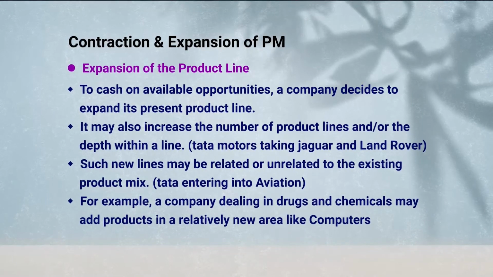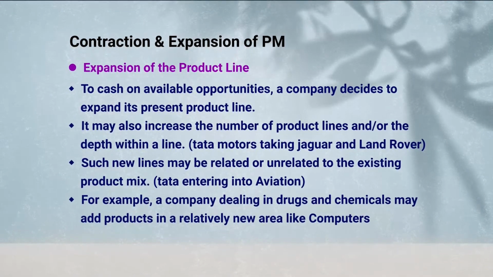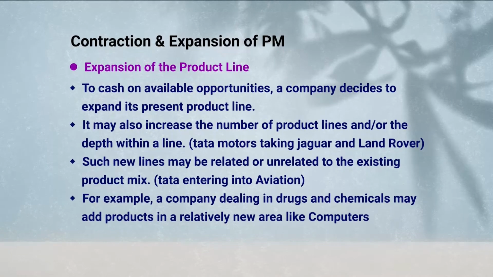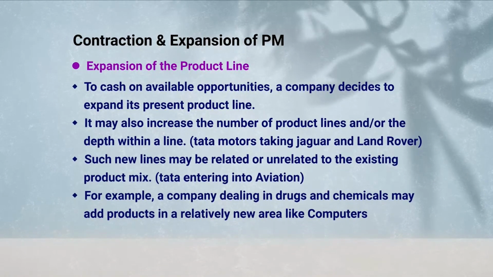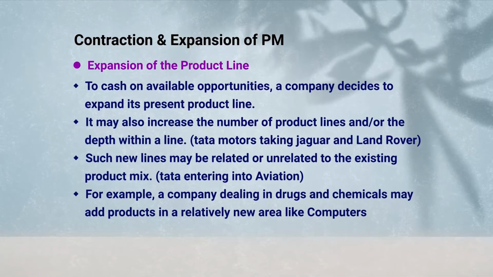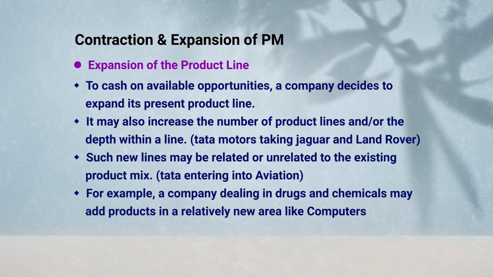Now again, the expansion can be related or unrelated. If the new product line is related to the product line which is already existing, that will be related expansion of the product mix. But if the products are unrelated, as in the example that we have seen here, then it becomes unrelated expansion, right?